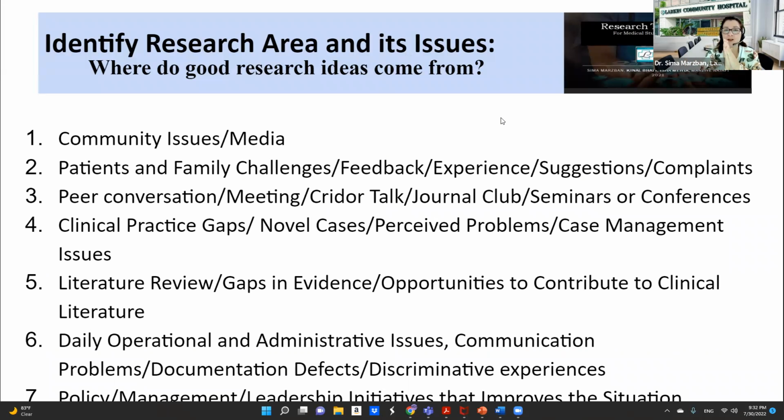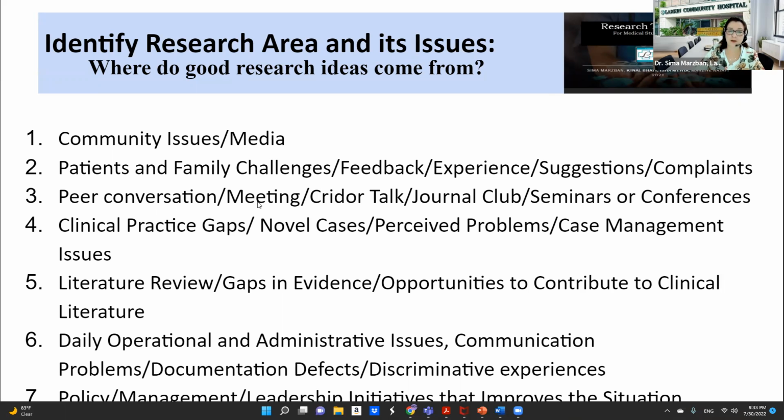Where do good research ideas come from? The first source of ideas is community issues and media. If you find a research topic from community issues, the results of your efforts and time will solve an issue and unmet needs of the community later. So it would be a value-adding topic and research. Patients' and families' challenges, feedback, experiences, suggestions, or complaints are other sources of finding research topics.